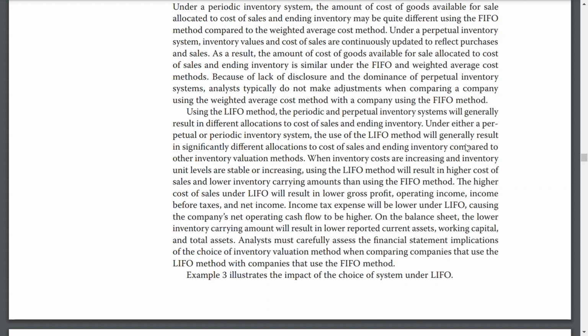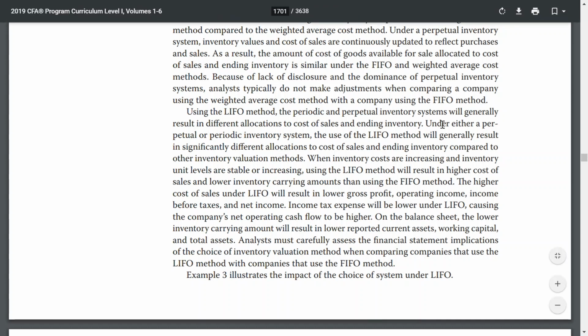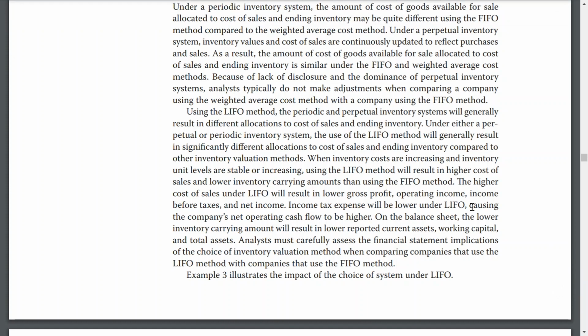The higher cost of sales under LIFO will result in a lower gross profit, operating income, income before taxes, and net income. Income tax expense will be lower under LIFO, causing the company's net operating cash flow to be higher. On the balance sheet, a lower inventory carrying amount will result in lower reported current assets, working capital, and total assets. Analysts should carefully assess the financial statement implications of the choice of inventory valuation method when comparing a company that uses the LIFO method and companies that use the FIFO method.